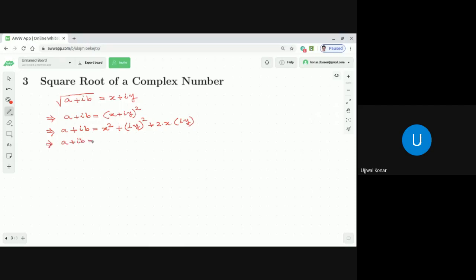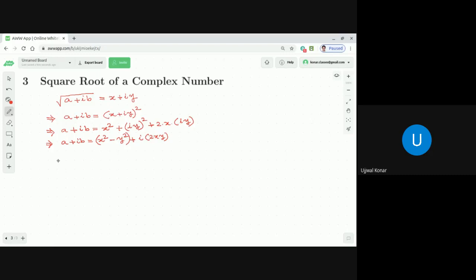This implies a plus ib is equal to x square plus i square y square. i square is equal to minus 1, dear students. So it is x square minus y square plus i into 2xy. So a plus ib is equal to x square minus y square plus i into 2xy. Now, dear students, we just learned a few minutes back that two complex numbers are equal if their real parts are equal and imaginary parts are also equal.